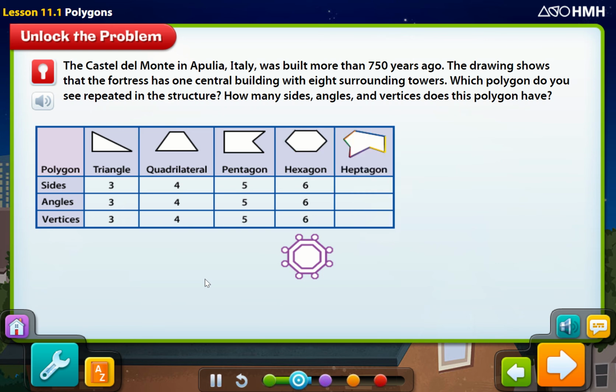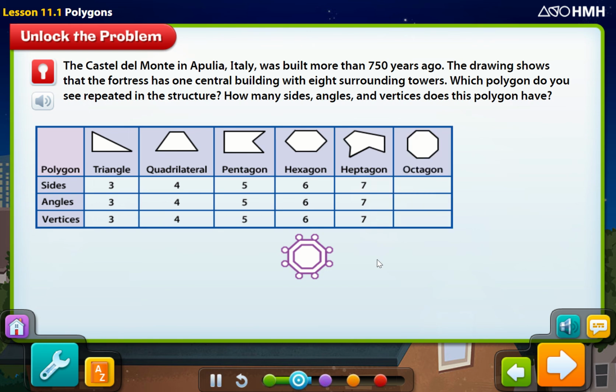Next, there is the heptagon. All right, heptagon. So, going by this pattern, I'm guessing a heptagon is going to have 7 sides, 7 angles, 7 vertices. So that's telling me if hexagon has 6, that means that hex means 6, pent means 5, quad means 4, tri means 3. I'm guessing hept is going to mean 7. A heptagon has 7 sides, 7 angles, and 7 vertices.